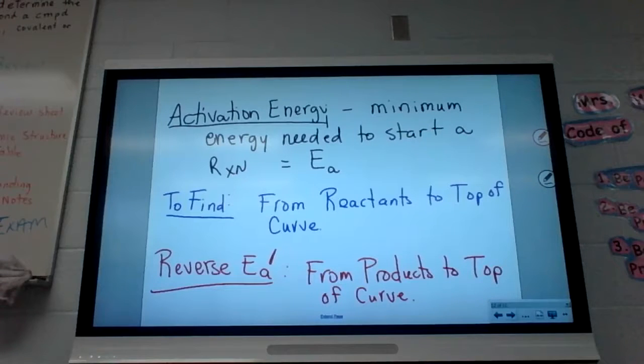No, that's an accent mark. It's just an accent mark. It just is there to represent it's the reverse activation energy. We have to denote it's reverse, so they use an accent mark.